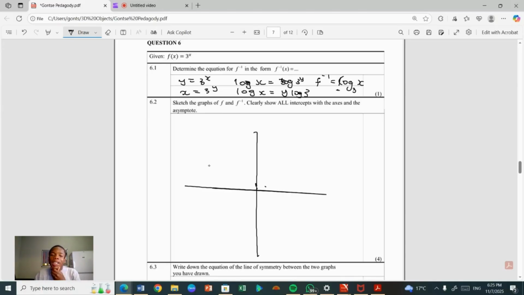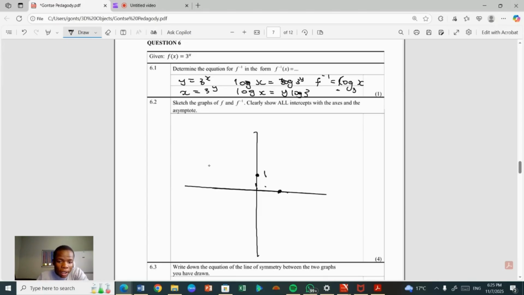So we know that f of x, if we put 0 there at f, it means y is equal to 1. So here y will be 1, right? Then at the inverse, you put 0 at your x, it's going to be 1 again. So it will be 1.